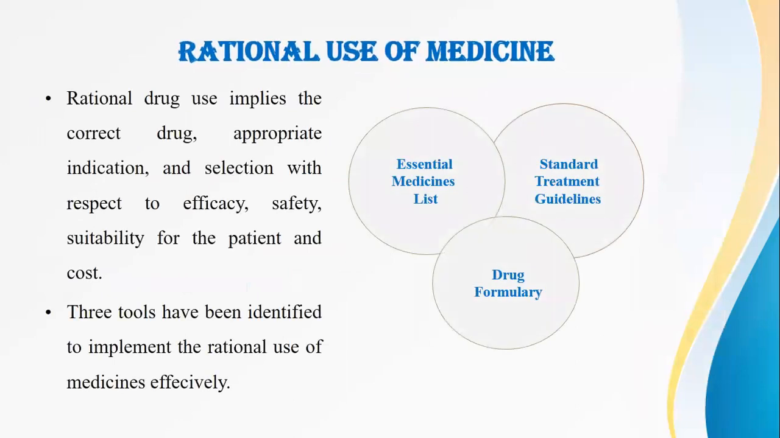Next one, rational drug use implies the correct drug, appropriate indication and selection with respect to efficacy, safety, suitability for the patient, and cost. The tools which have been identified to implement the rational use of medicines effectively are the essential medicine list, standard treatment guidelines, and drug formulary. These three topics we are going to discuss in upcoming slides elaborately.